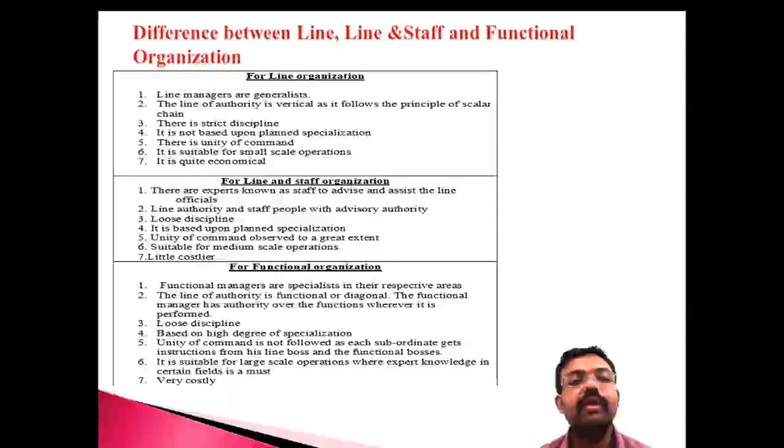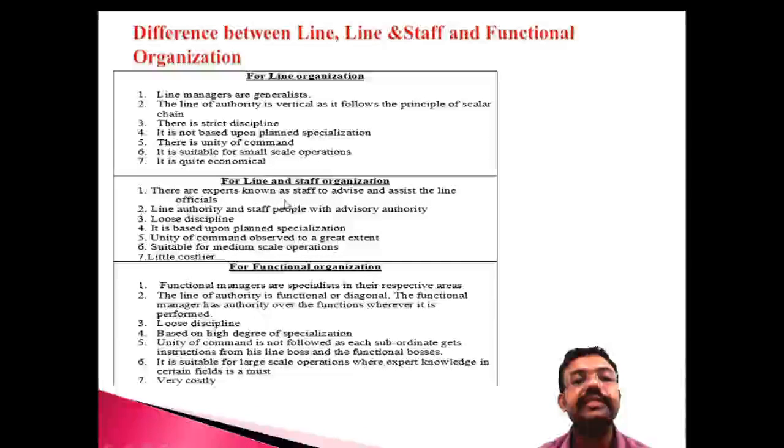Another important element is the differences between the line and staff and the functional organization. What are the basic differences between them? This table shows the basic differences between the three types of organization: the line organization, the line and staff organization, and the functional organization. In the line organization, the managers are only line managers. But in the line and staff organization, there are line and staff managers.